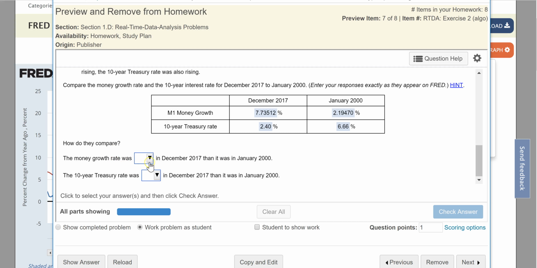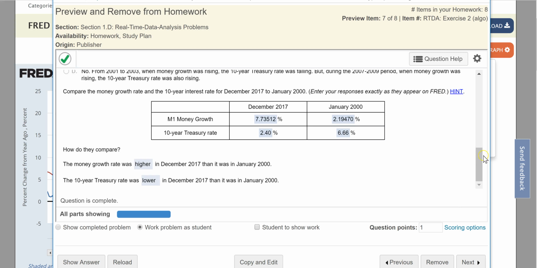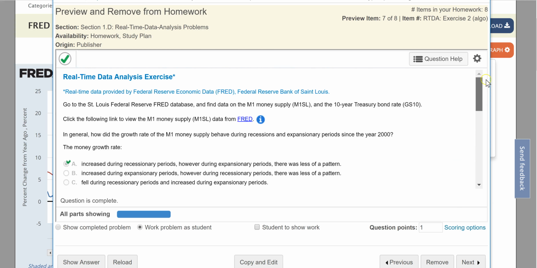Now the last part: how do they compare? The money growth rate was in December 2017, then it was in January 2000. So this question is asking which number is higher. That's very simple. The number in December 2017 for money growth was higher, and for the 10-year treasury rate, the number is lower in December. So now let's check our answer. So great, we have finished this question.